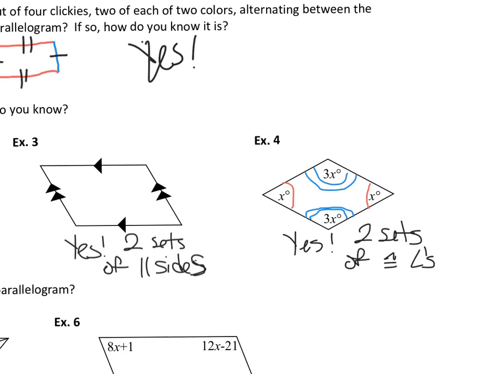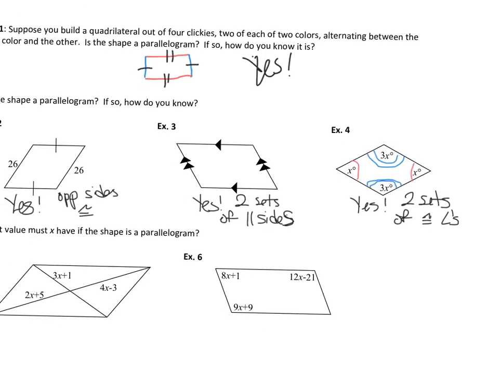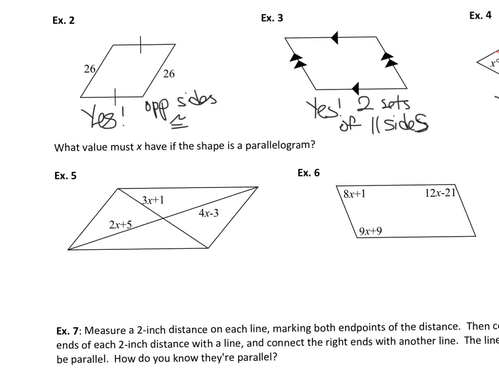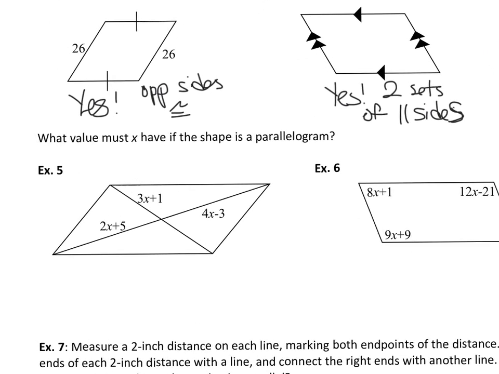Okay, so basically we're just going backwards from yesterday. Yesterday they told us we had a parallelogram and we had to use the properties to find x. Now we're going backwards. Example 5 says, what value must x have if the shape is a parallelogram?